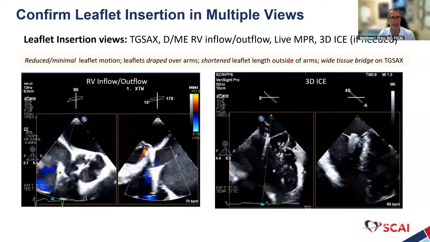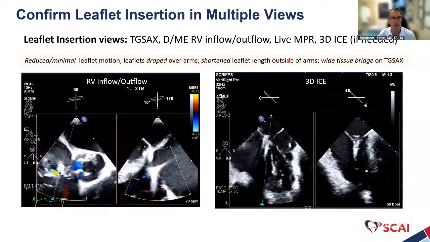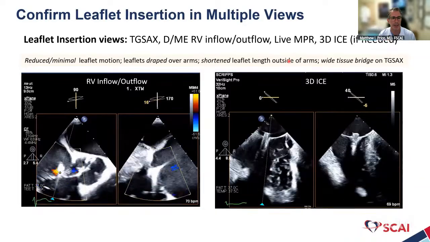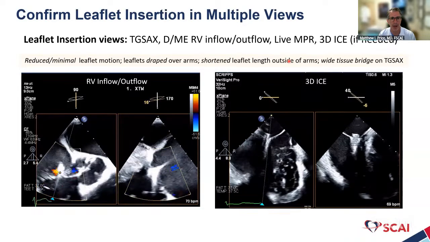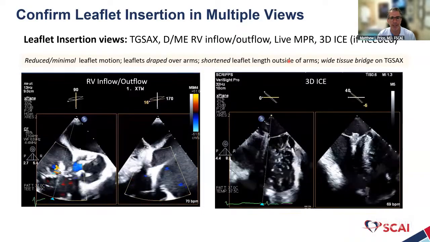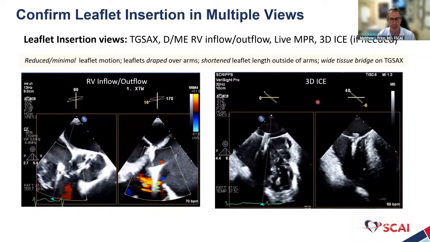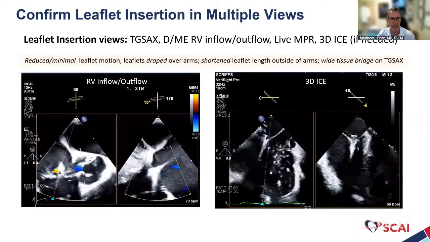So it's important. There are 4 things you need to look at when you're looking at insertion: reduced or minimal leaflet motion, leaflets draped over the arms, a shortened leaflet length outside of the arms, and a wide tissue bridge on the transgastric short axis.